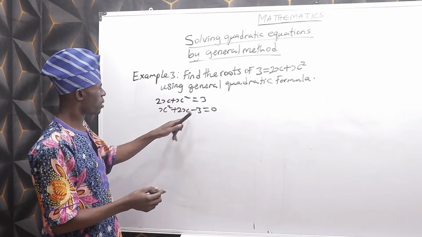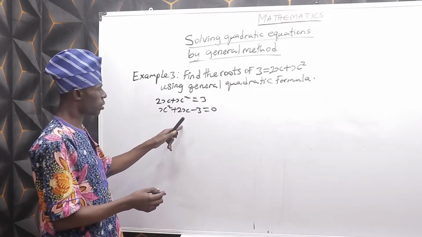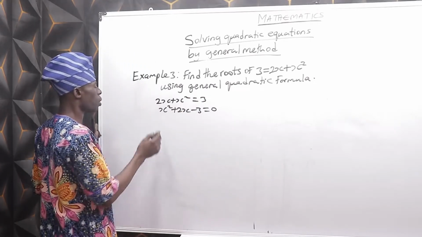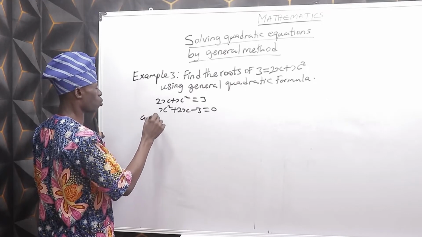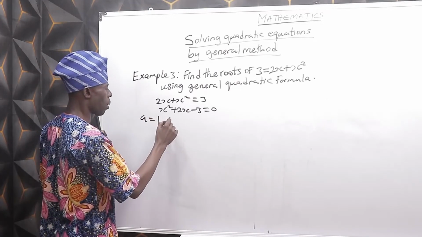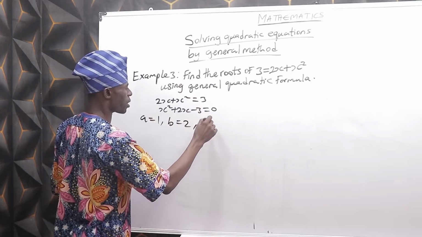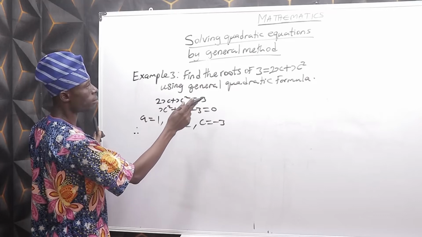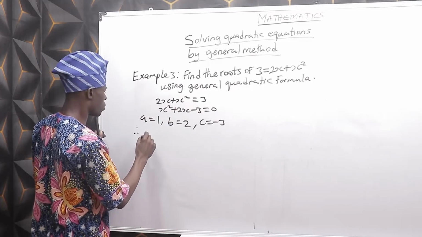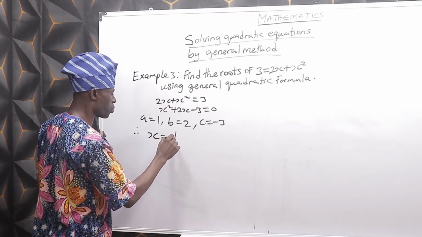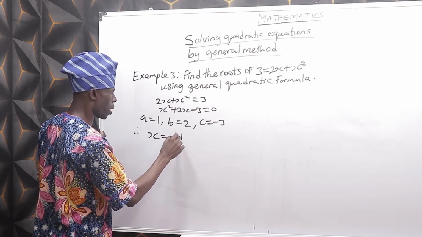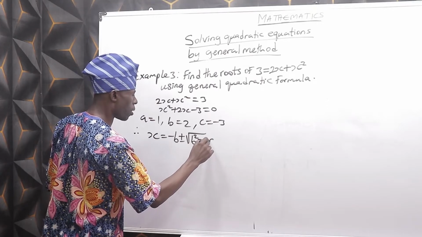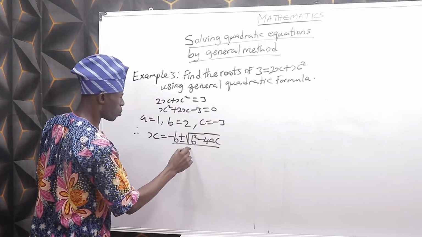X squared plus 2x. Bring positive 3 to this side. It becomes negative. So here, a is equal to 1. Our b is equal to 2. Our c is minus 3. Therefore, the variable is x. We say x is equal to minus b plus or minus square root of b squared minus 4ac all over 2a.